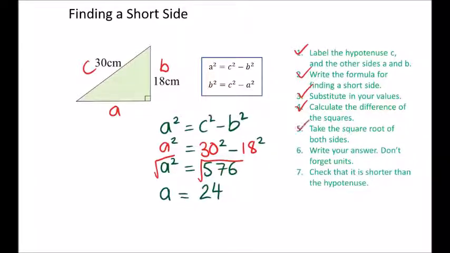Taking the square roots of both sides, we write our answer, and we have to be careful not to forget units. In our question, we're working in centimeters, so our answer will be in centimeters as well. And finally, we check that it's shorter than our hypotenuse. The hypotenuse should be the longest side. 24 centimeters is shorter than 30, so it is shorter than our hypotenuse, which gives us a good idea that we've done our calculations correctly.